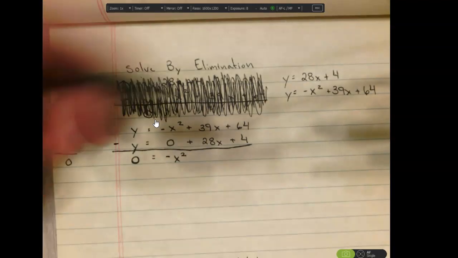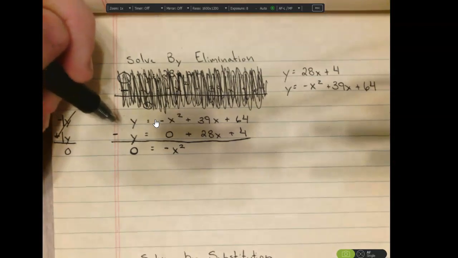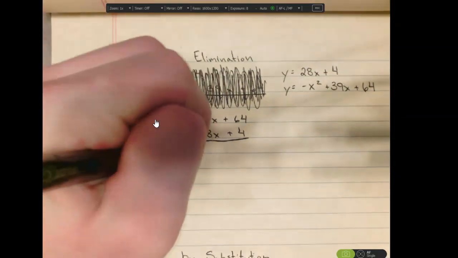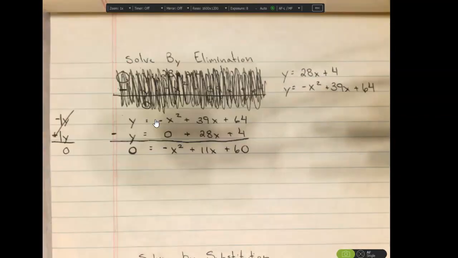Then I go through and I complete the rest of these. So 39 minus 28, that's going to give me 11. So plus 11x. And the final one is going to be 64 minus 4. And that's going to give me positive 60. So I now have negative x squared plus 11x plus 60. I've got this quadratic equation now that does not have a y in it. It only has an x.